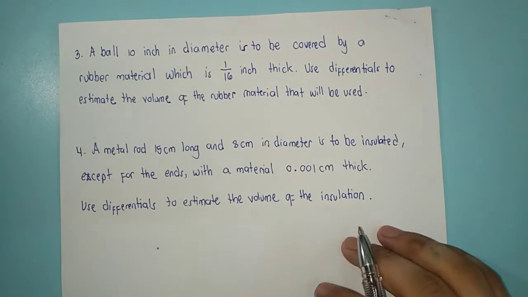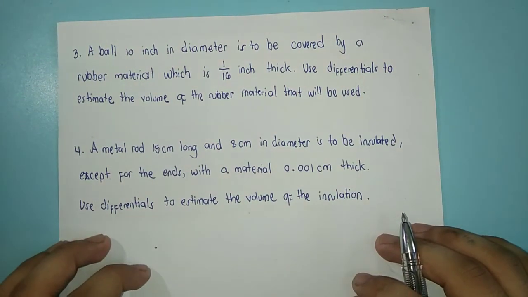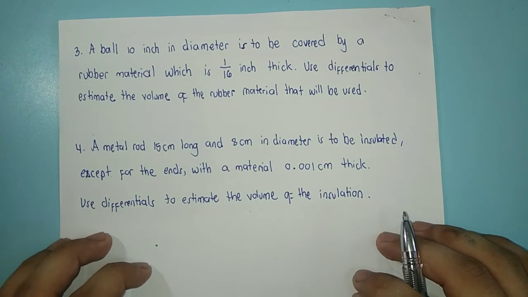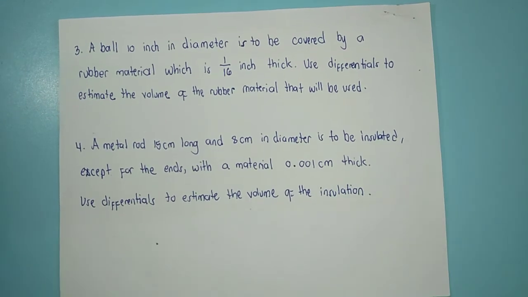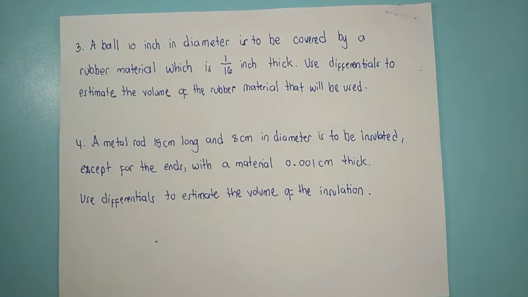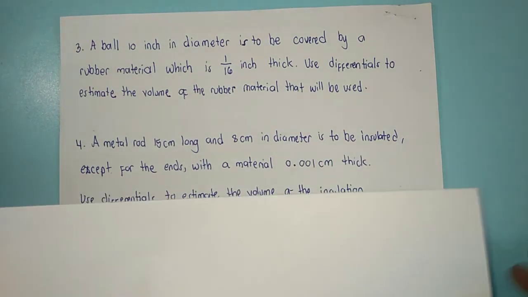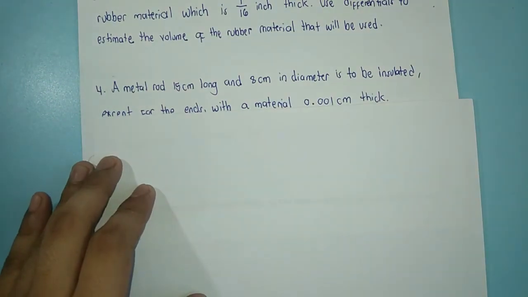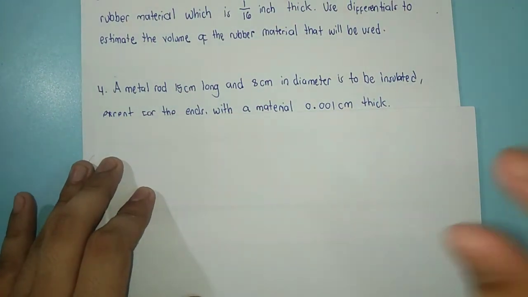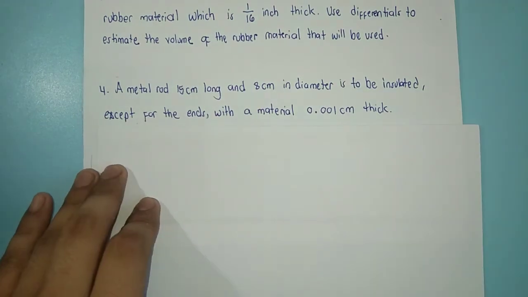Okay, so last, number 4, a metal rod 15 centimeters long and 8 centimeters in diameter is to be insulated except for the ends with a material 0.001 centimeter thick. Use differentials to estimate the volume of the insulation. Okay, so dito meron daw tayong metal rod. Yan yung ginagamit natin sa construction, kapag gagawa ng bahay, yung mga nakikita nating bakal doon na matataas.